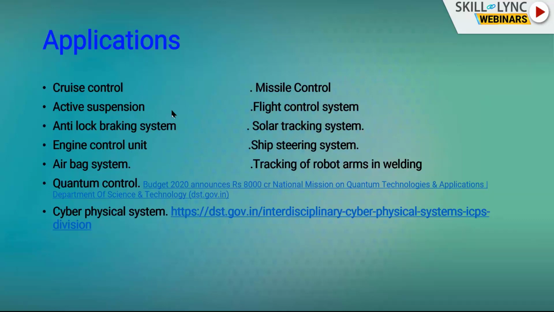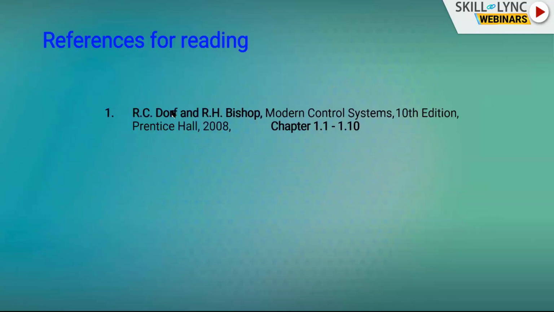This is the future. If you want to further know about it, you can go on dst.government.in and you can see what is cyber physical system. Cyber physical system is computationally intensive decision making on mechanical systems. So we have a lot of computations in the cyber physical system. Reference for reading, R.C. Dorf and R.H. Bishop, Modern Control System, 10th edition. You can use it for reference for this one.